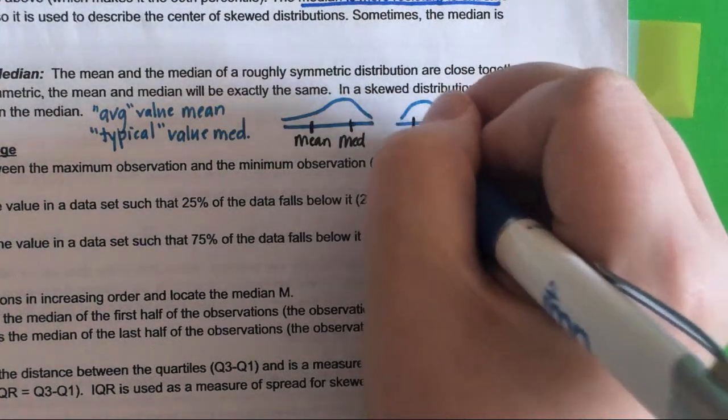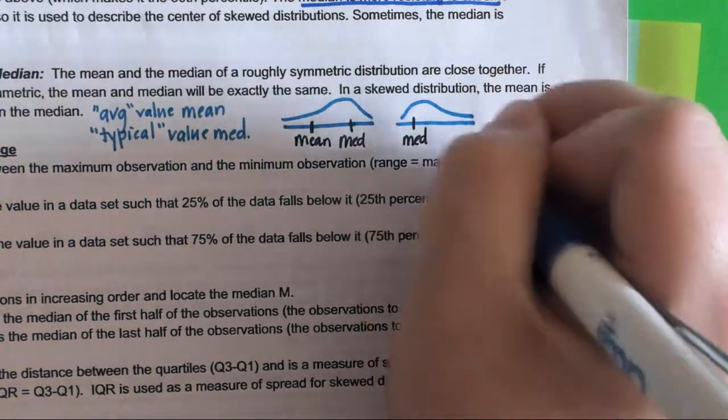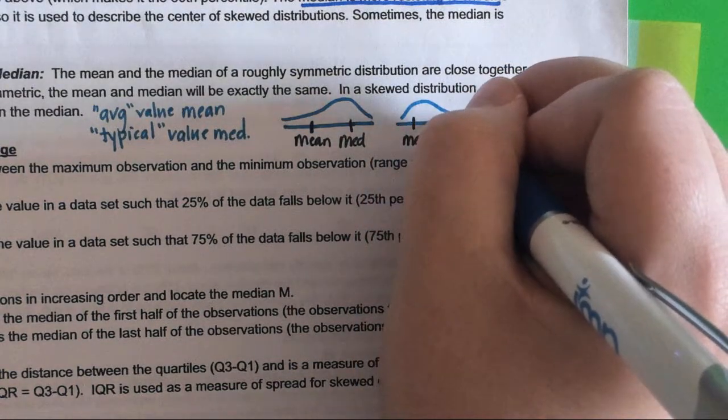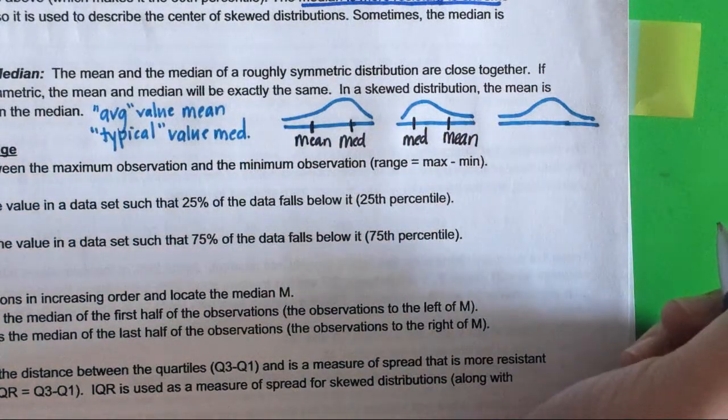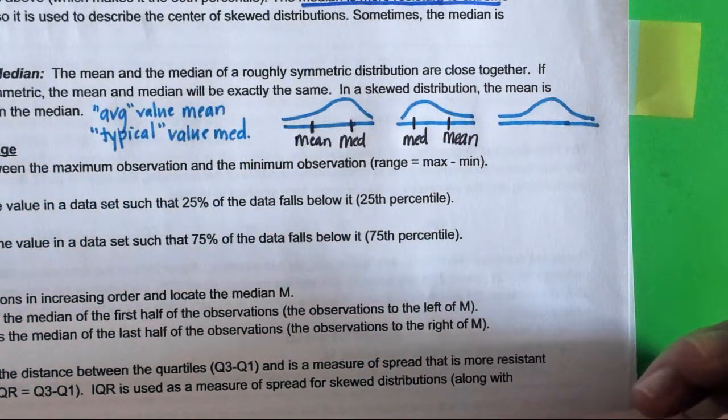The median is going to be up here if it was skewed to the right. The mean would be down here. And you can see how the mean's really not happening in the center where you think it should.